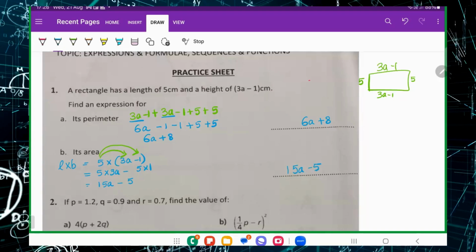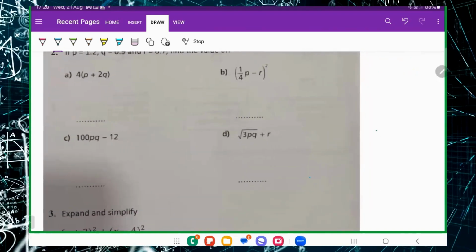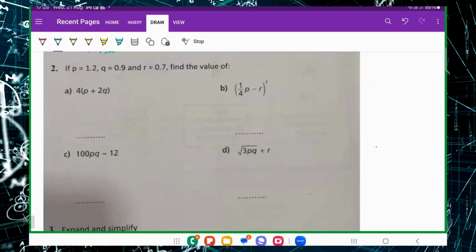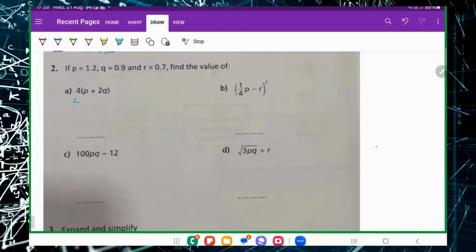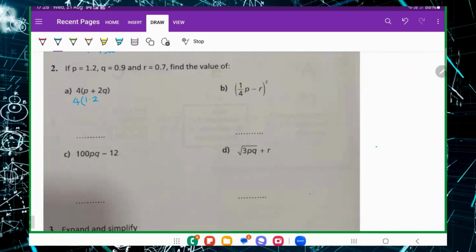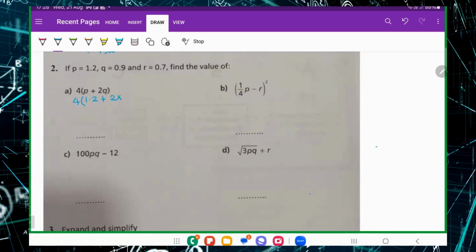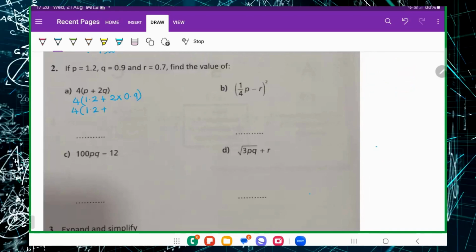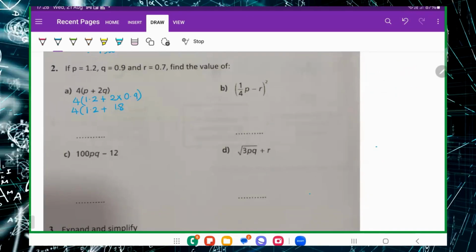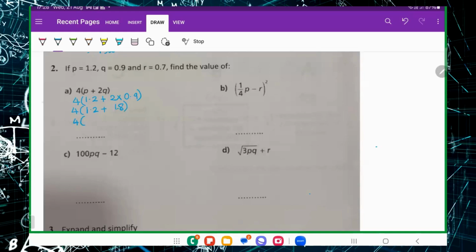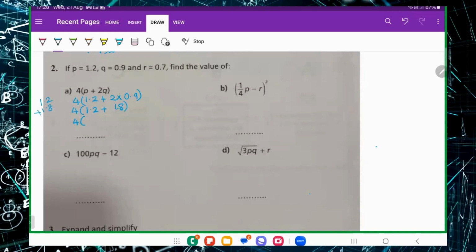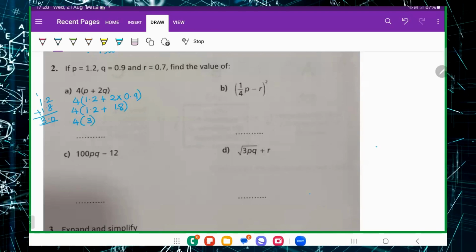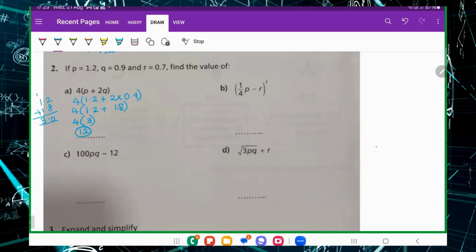Let's move on to the next sum now. You have, if P is equal to 1.2, Q is equal to 0.9 and R is equal to 0.7, find the value of 4 bracket. In place of P, I will write 1.2 plus 2 multiplied by Q, which is 0.9. 4 bracket 1.2 plus 9 2s are 18, and you have 1 decimal place. That will give you 1.8. 4 bracket, it is 1.2 plus 1.8, that is 3.0. And 4 3s give you 12. So your answer is 12.